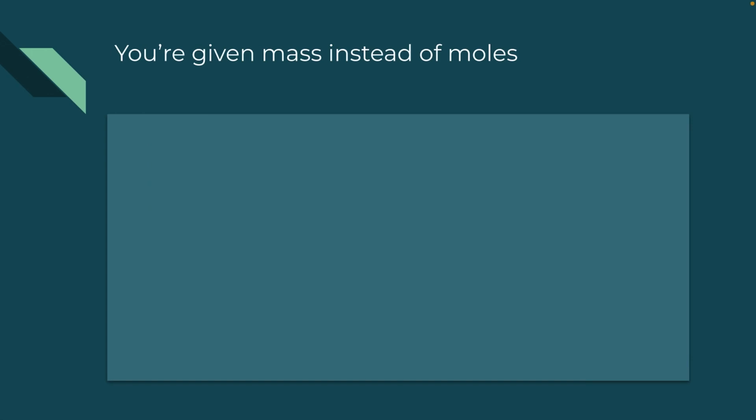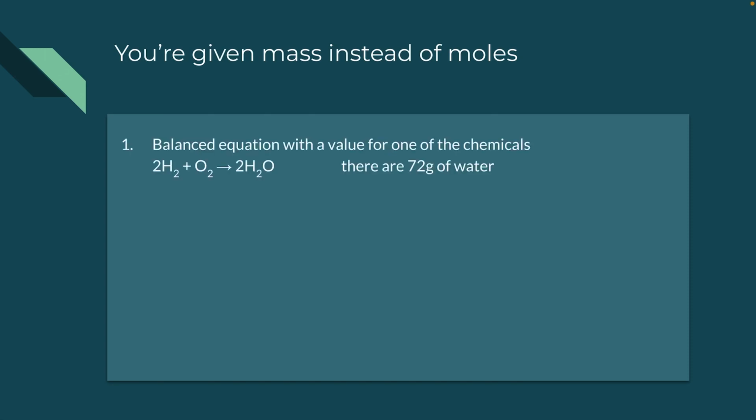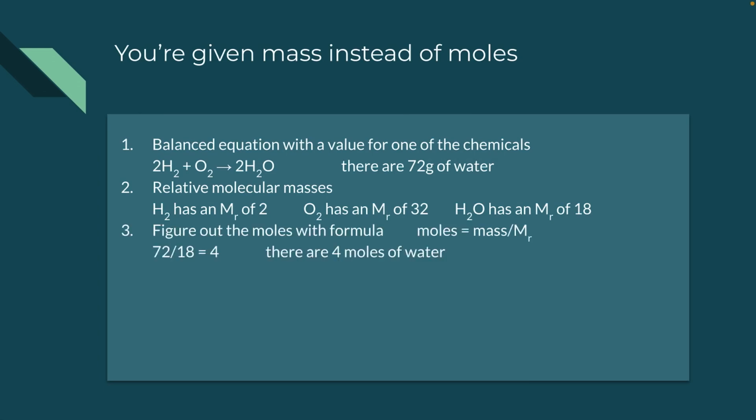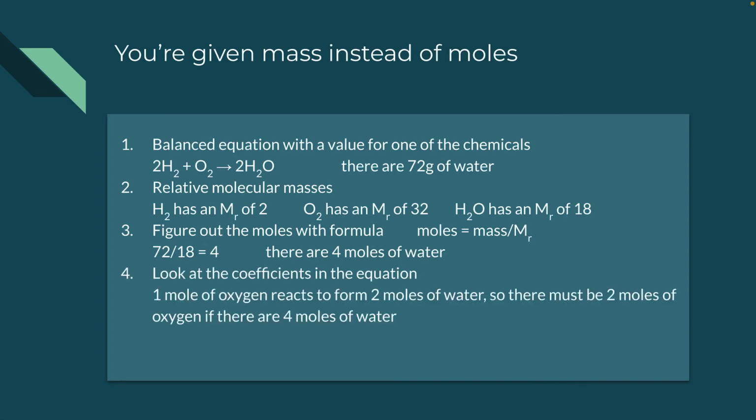Usually you're given mass instead of moles, because otherwise that would be too easy. So here is a question. You've got the equation 2H2 plus O2 makes 2H2O, and I've given you 72 grams of water. So you have the relative atomic masses. We're trying to find oxygen. So you figure out the moles with the formula moles equals mass over Mr. So 72 over 18 equals 4, which will be the amount of moles of water.